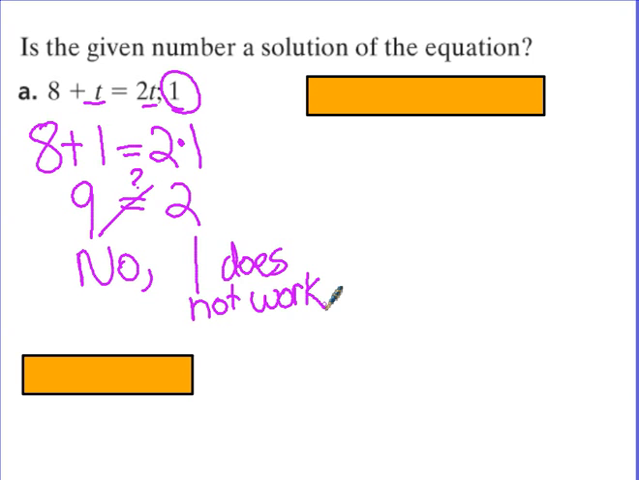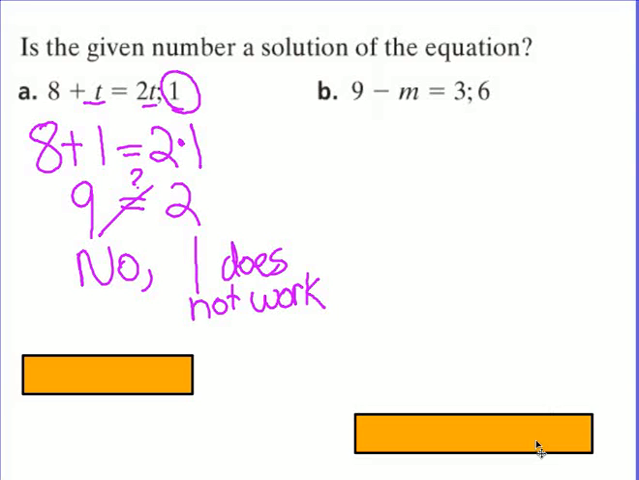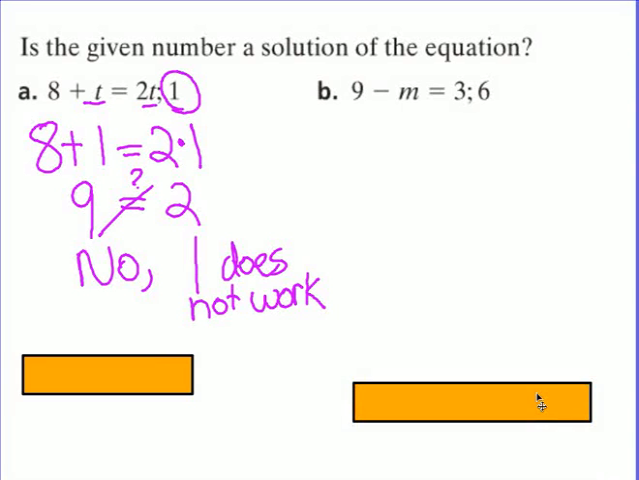Try the second example. Copy the equation down. 9 minus m equals 3 for m equals 6. Pause the movie, plug it in to see if it works, state whether it's true, false, or open, and then get it checked by your teacher.